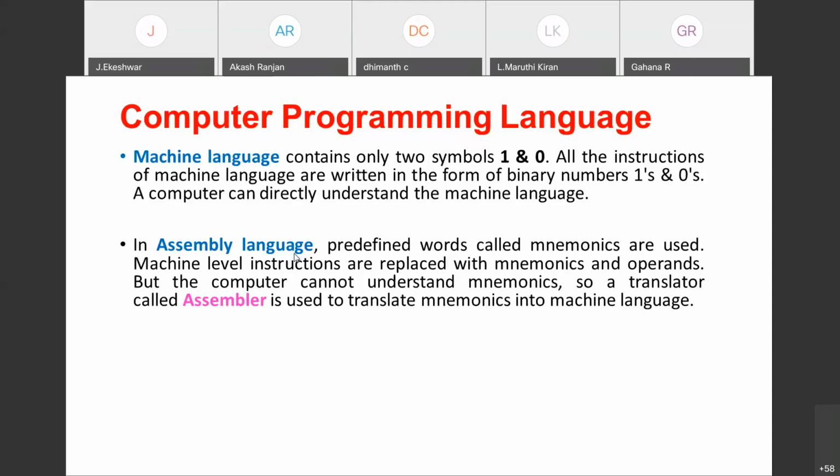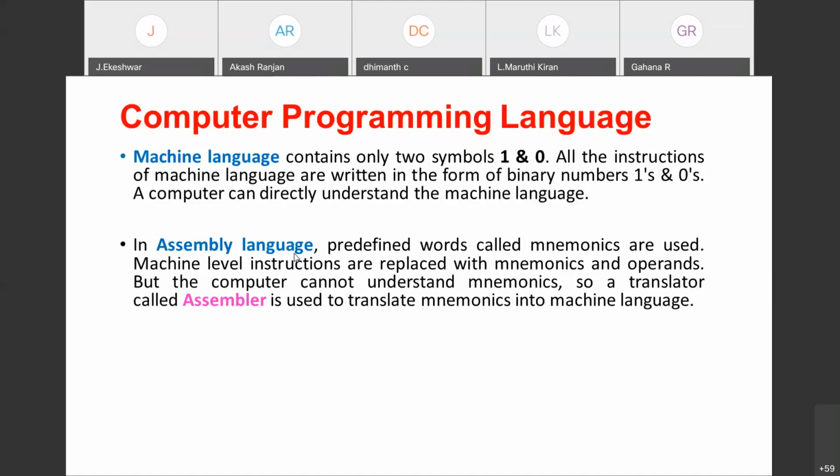So in assembly language, mnemonics are used to specify the instruction. In addition to mnemonics, we'll also specify the operands. Okay, remember, compared to machine language, coding the program in assembly language is easier. But the drawback is, since it is not in the machine understandable language, a translator program is required. A system software or a language translator, which is an assembler, is required to translate this assembly language code to machine understandable language.